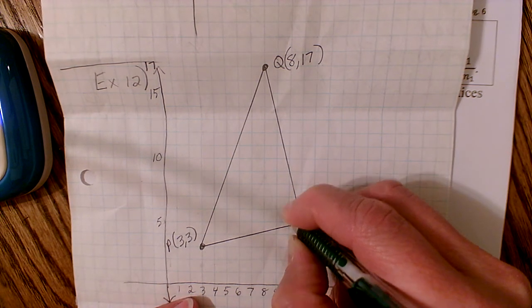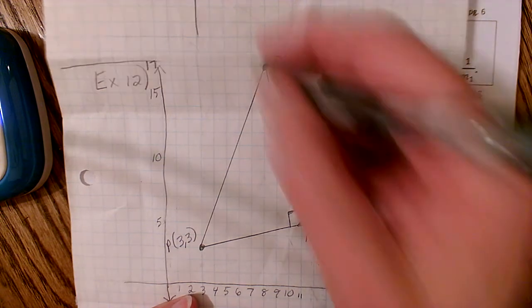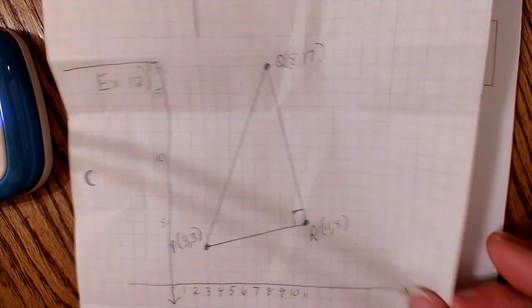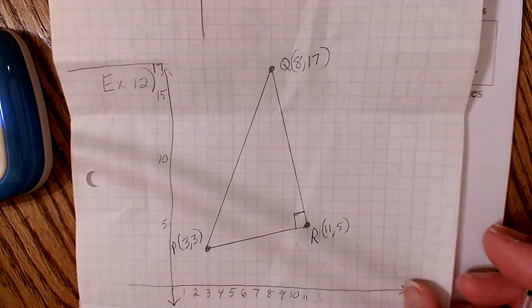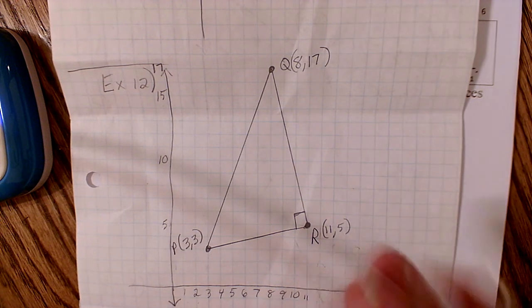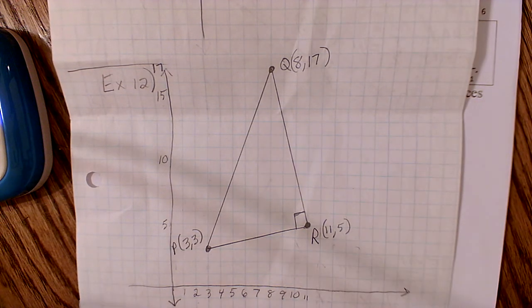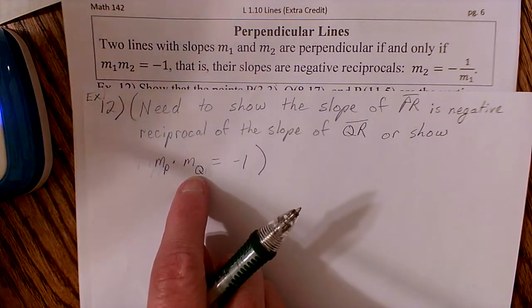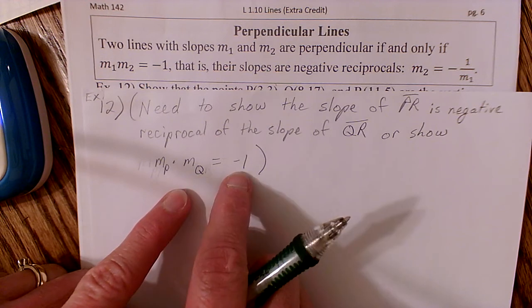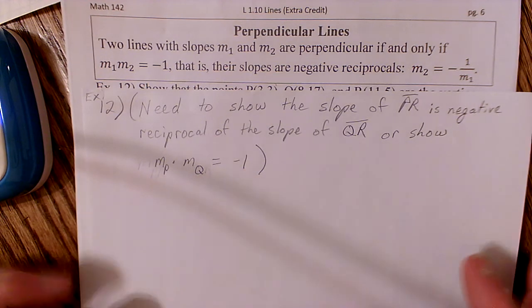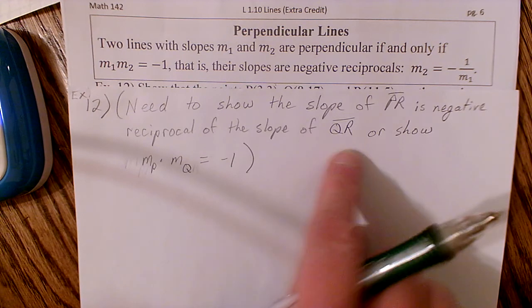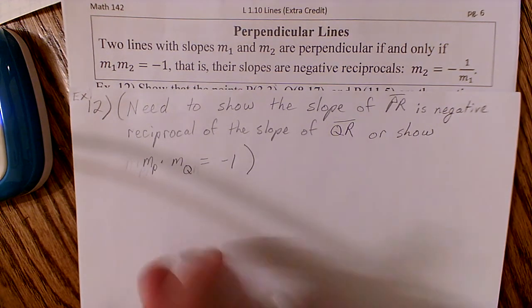So we can verify that by finding the slope of QR and the slope of PR. Once we find those slopes, what we need to show is that they're negative reciprocals. Or we can show that when we multiply them together, we get -1. Either one of those will suffice: showing either that they are negative reciprocals or that we multiply them and get -1.